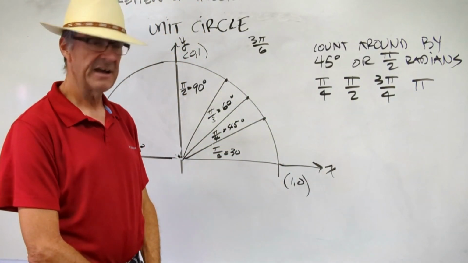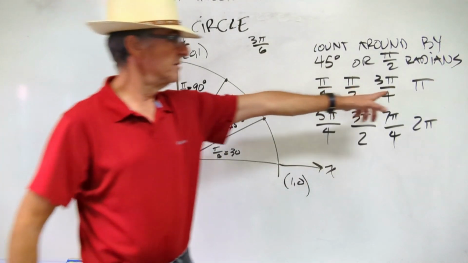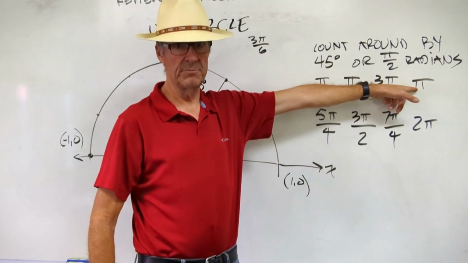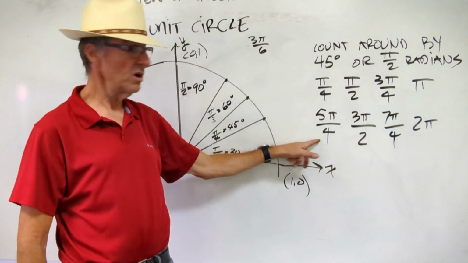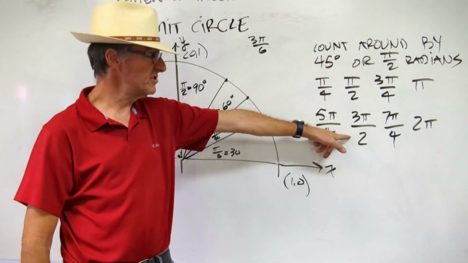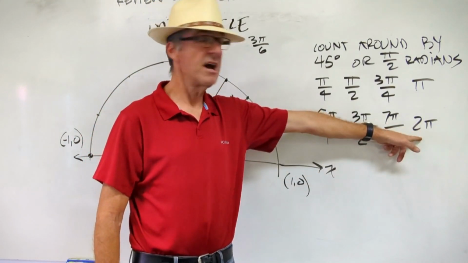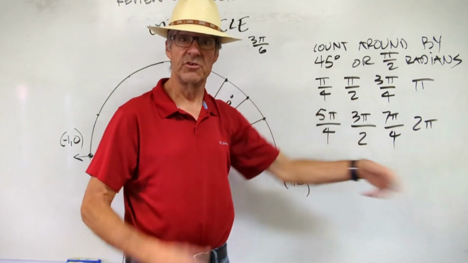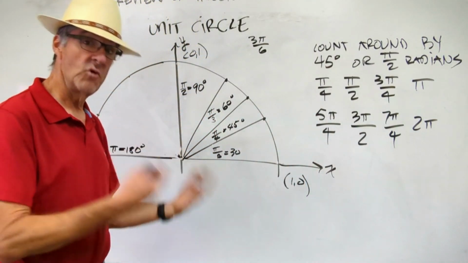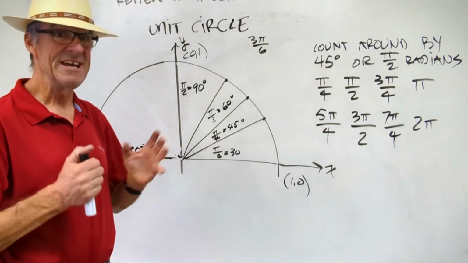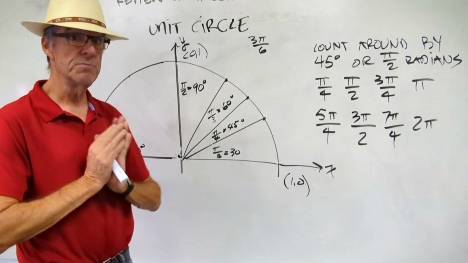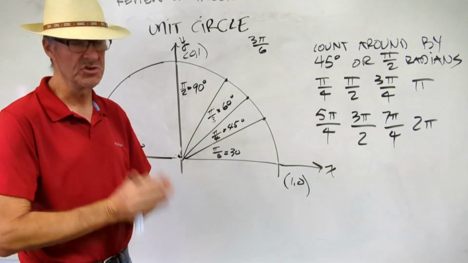Now I want you to keep counting around, get all the way back around to 2 pi, and then come back. Okay, so starting at 4 pi over 4, or 1 pi, we have 5 pi over 4, 6 pi over 4, which reduces to 3 pi over 2, 7 pi over 4 cannot be reduced, and 8 pi over 4, which is just 2 pi. So now we've counted around the unit circle both by 45s and by 30s in radians. It will be super helpful for you if you could do that.